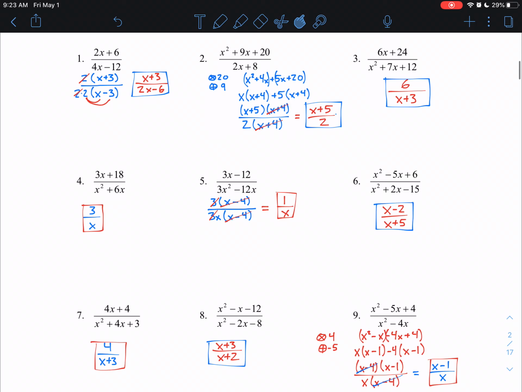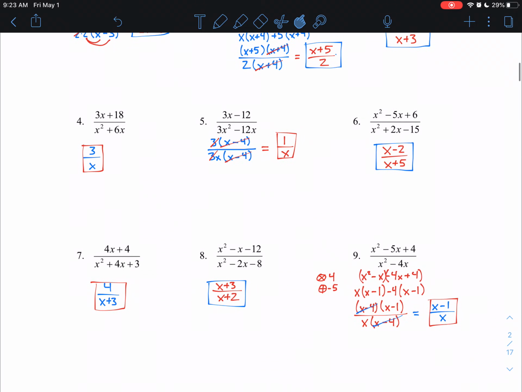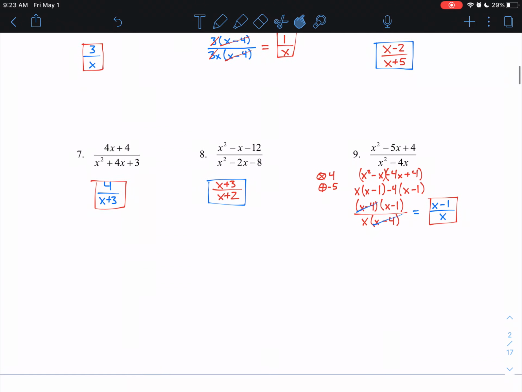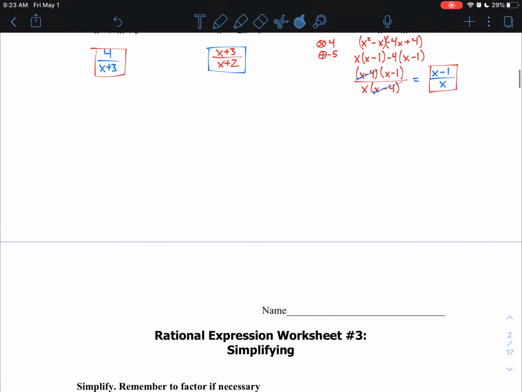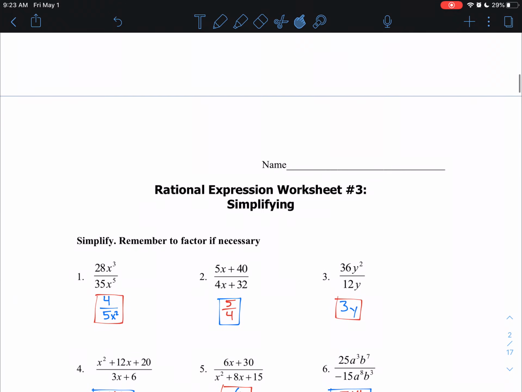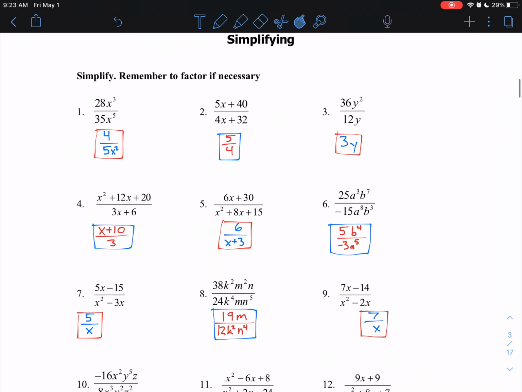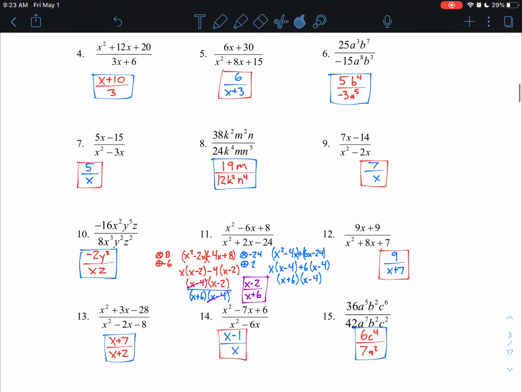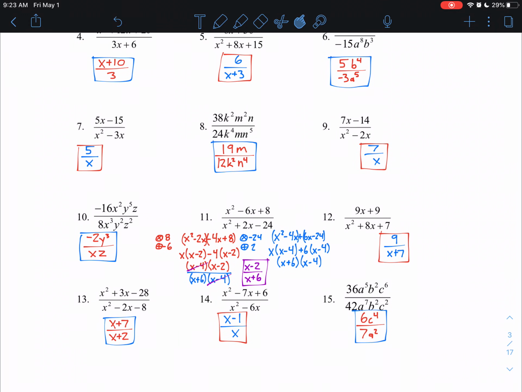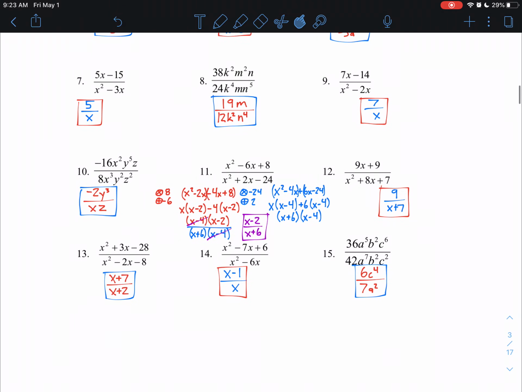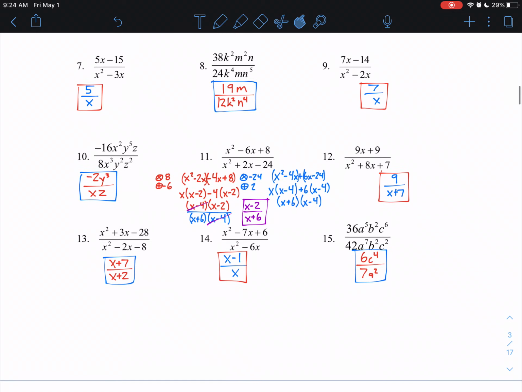Sorry, I'm going through them a little quick, but whatever. I know most of y'all did fine. Oh, this one right here, number 10. That one tripped up a lot of people. Not entirely sure why, but that was the most missed question there. It's -2y to the third over xz.